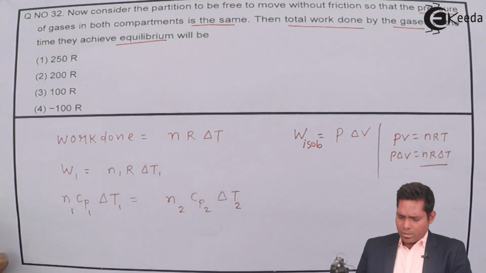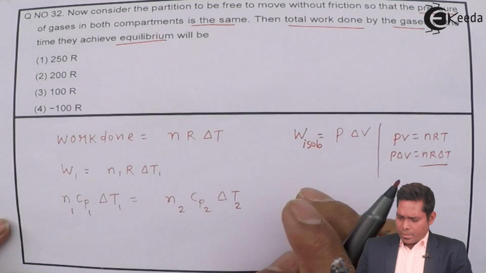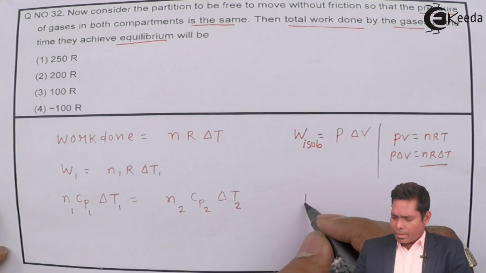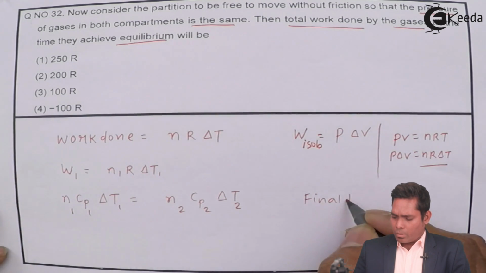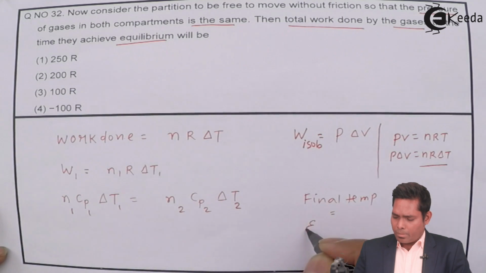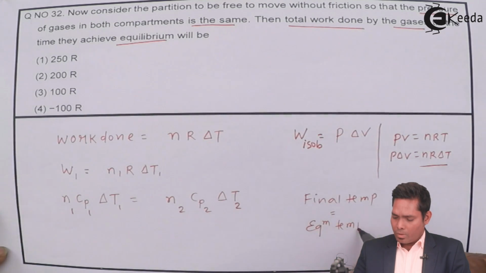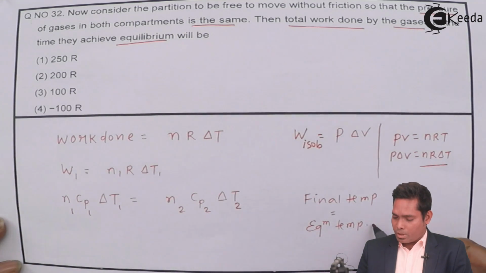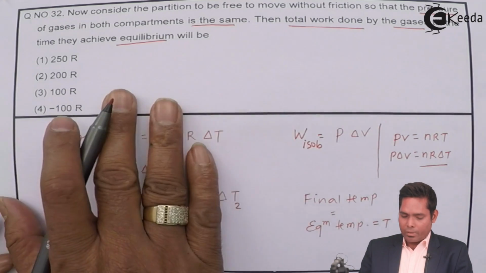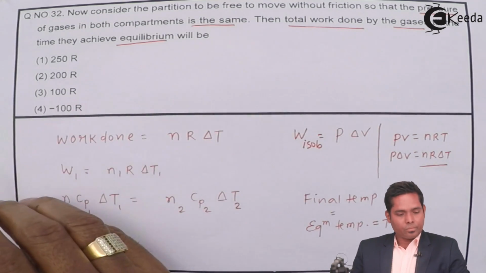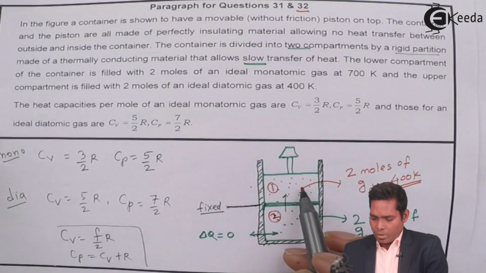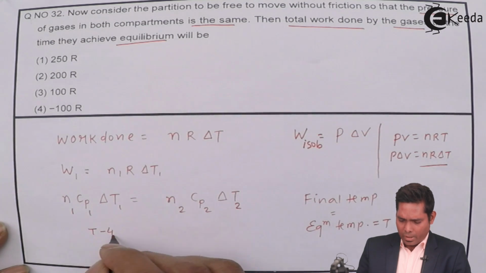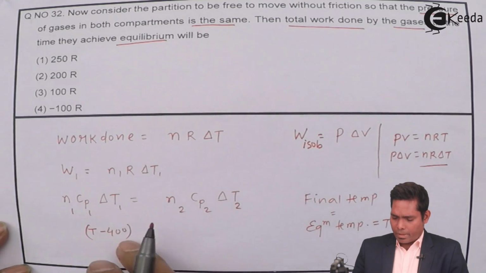Now at constant pressure, what final temperature will it achieve? The final temperature, or equilibrium temperature, say it is T. Then 400 was there initially in the upper compartment, so delta T will be T minus 400, because that will increase.